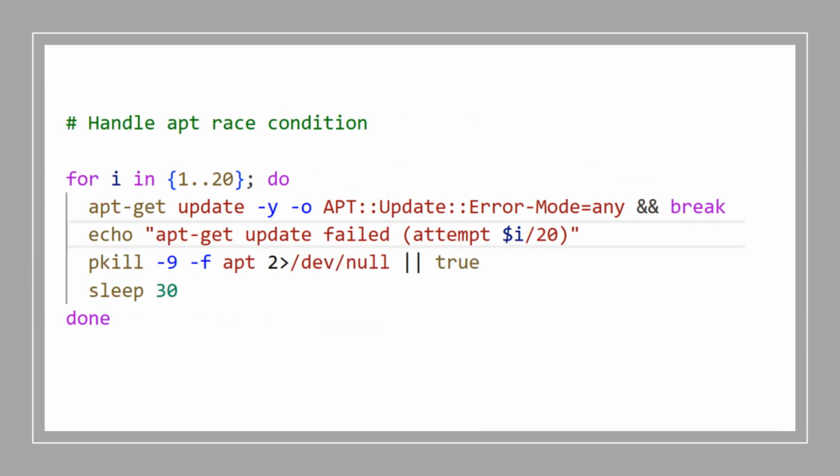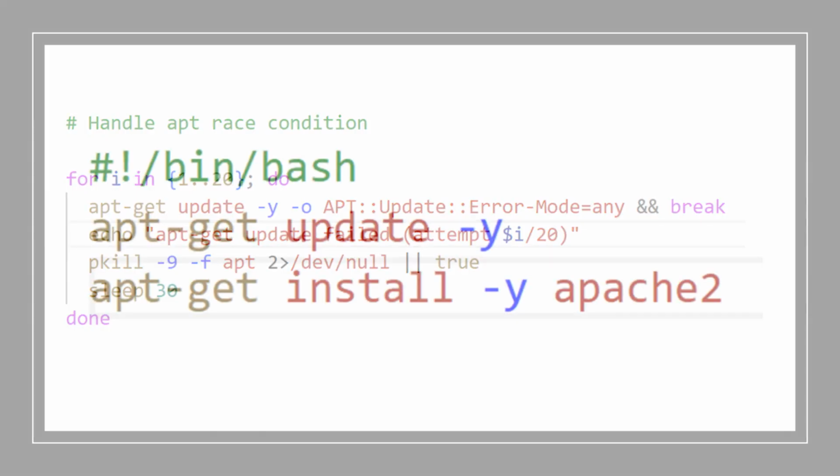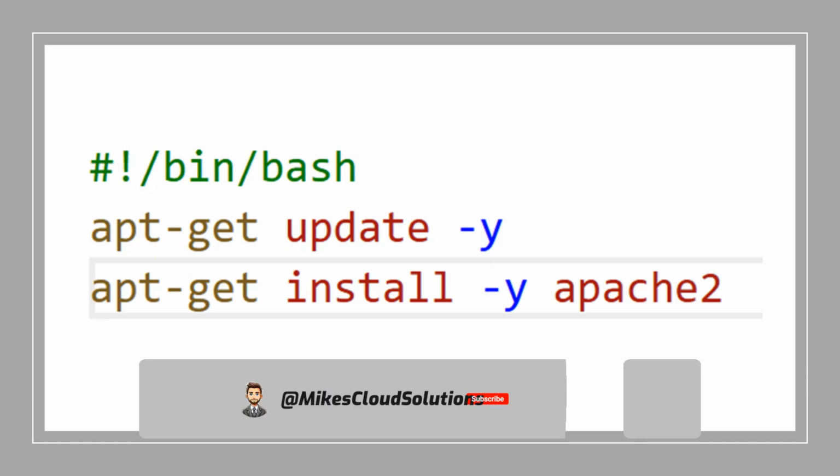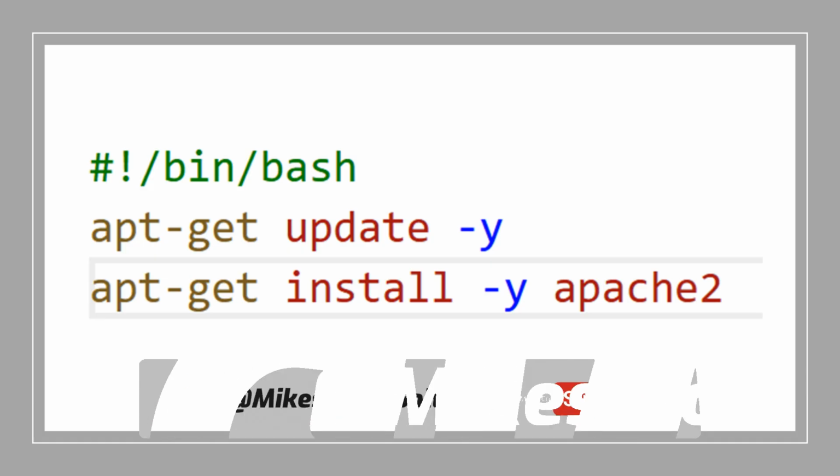There's also an apt lock race condition on first boot. apt-get update needs to be retried in a loop with apt update error mode equals any to handle it. What started as 2 lines is now considerably messier. If you know a cleaner solution, drop it in the comments.